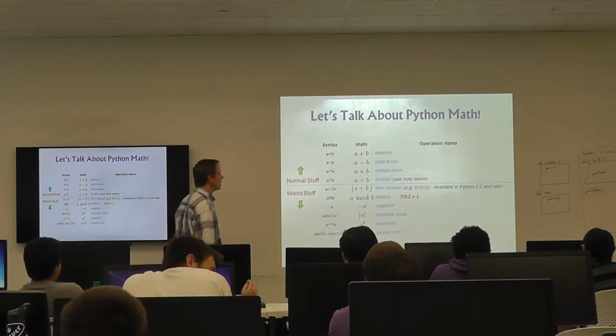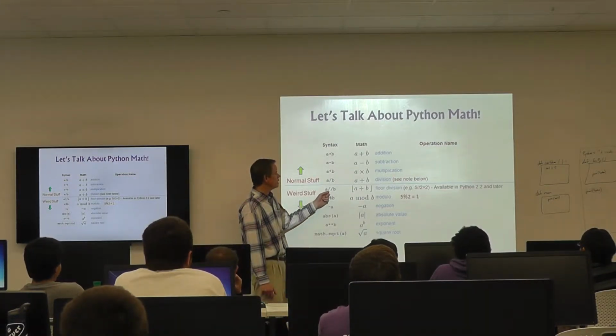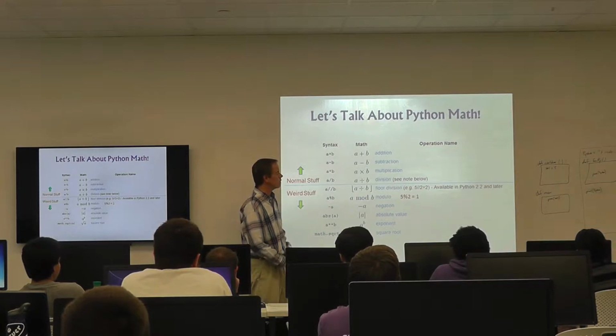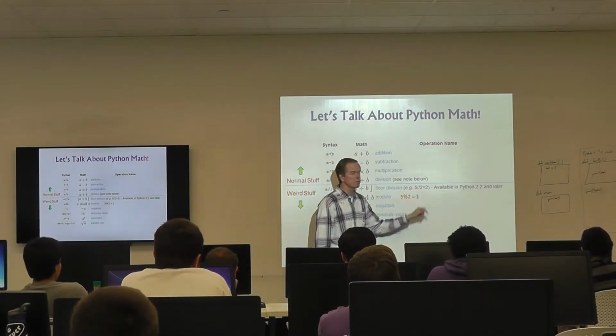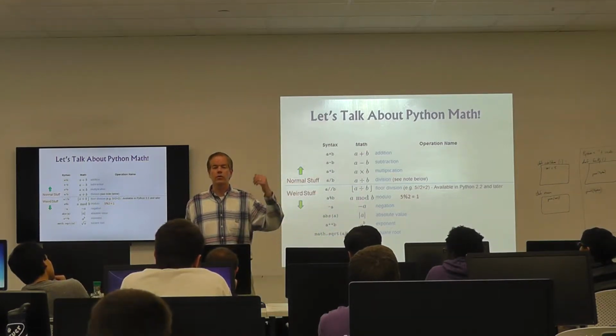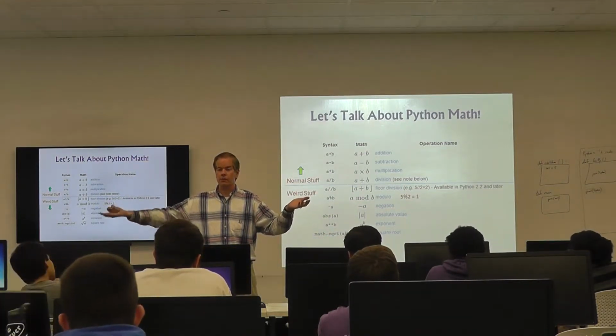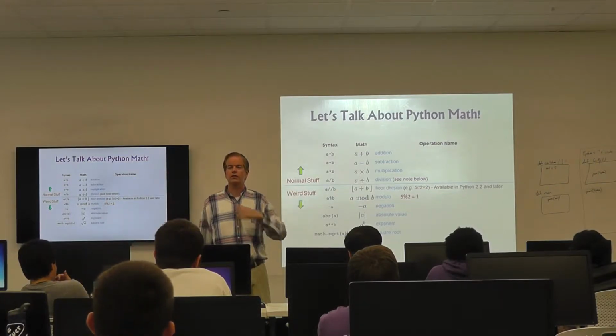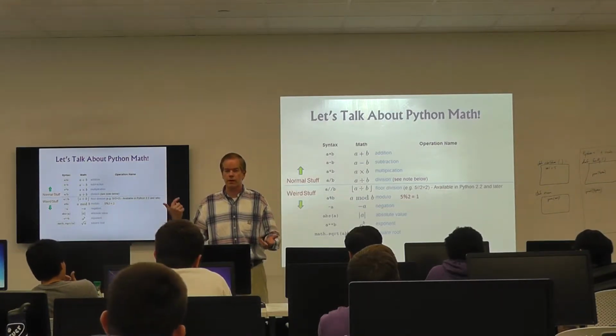Now let's talk about the freaky weird stuff. A double slash B is what? It's actually called floor division. Okay? And what does it do? Well, 5 double slash 2 is 2. Basically, if you divide something by another number, you get like the primary number and you get the remainder. Floor division gives you the primary number and throws away the remainder.